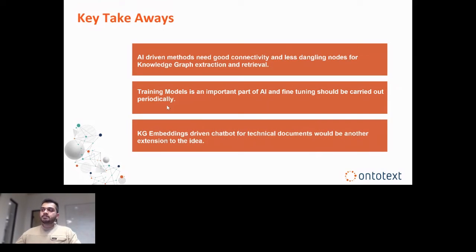A chatbot plainly coming from LLMs is of course one important use case, but one driven by knowledge graph embeddings would be a very interesting extension to this idea. That is something we are also working on at this point: building chatbots over different technical data for our client, and then using embeddings to validate the answers we get from there.